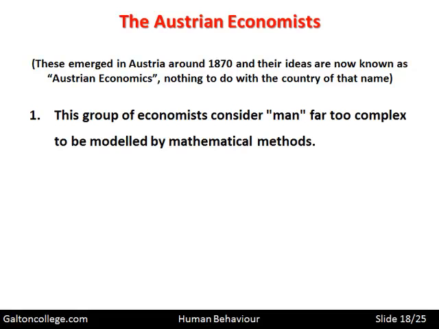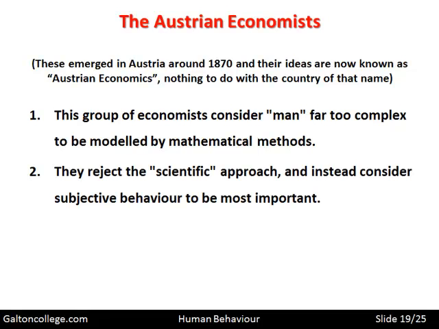They consider man far too complex to be modelled by mathematical methods. We can't write down our behaviour as an equation and then go away and differentiate it and set it equal to 0 and maximize it or minimize it or whatever. We're not amenable to mathematics. We're not precise. We don't want to be classified in that way.